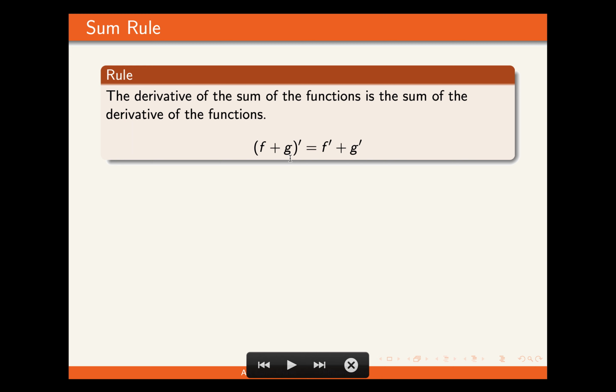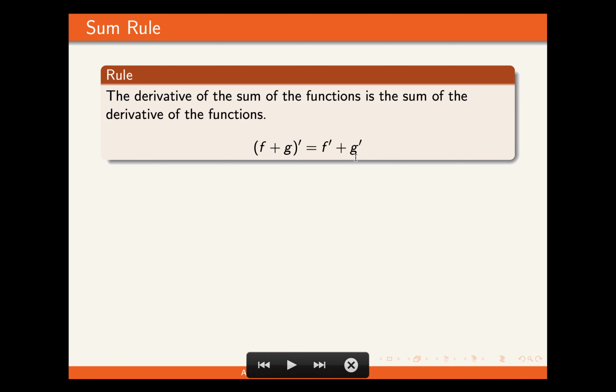That means if you have two functions, let's say f and g, then the derivative of the sum of these two functions will be the sum of the derivatives of the individual functions. So if we have f plus g, and we are finding the derivative of that function, we first find the derivative of f, we also find the derivative of g, and then just add the derivatives together. So this is what is known as the sum rule of the derivative.